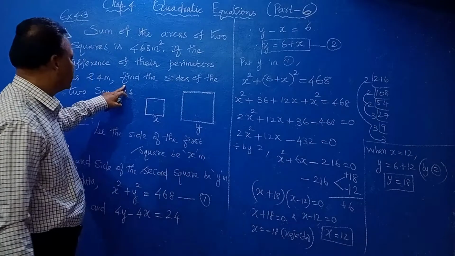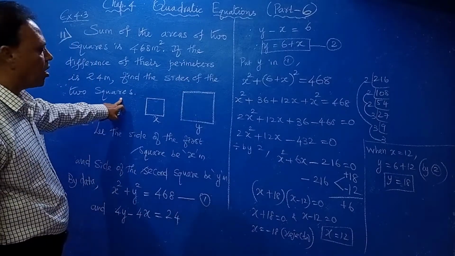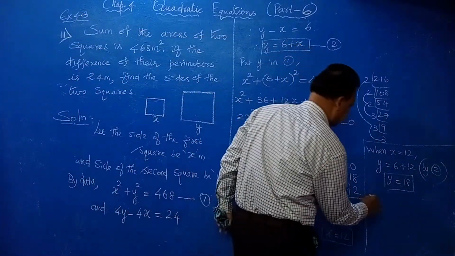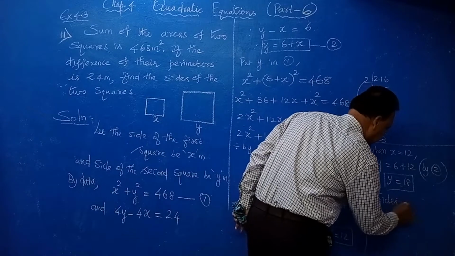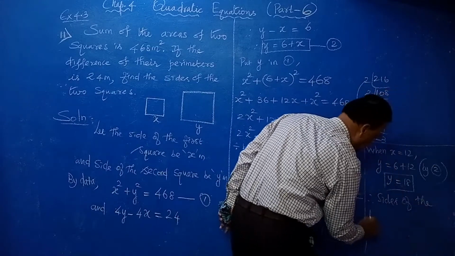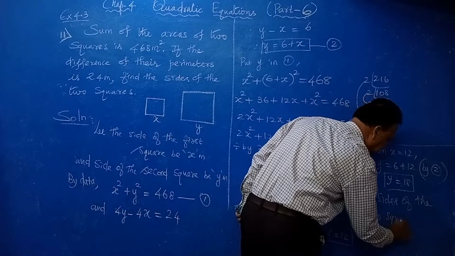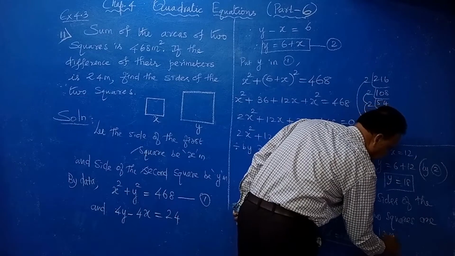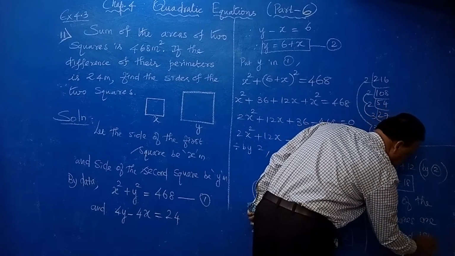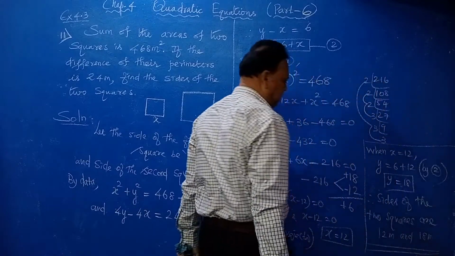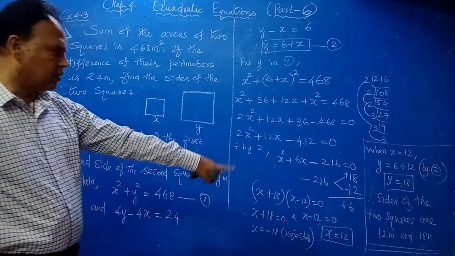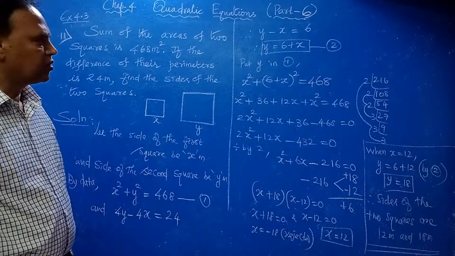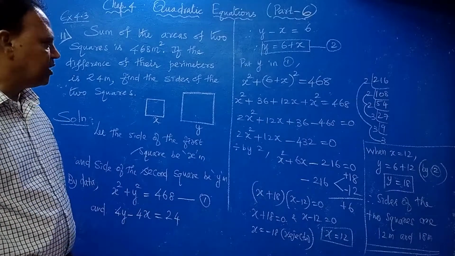Therefore, the sides of the two squares are: one is 12 meters and another one is 18 meters. Unit you have to write. That is very important. With unit you have to write: one is 12 meters, another one is 18 meters. So the final answer is very important. You have to write the final answer, then only you will get full marks.